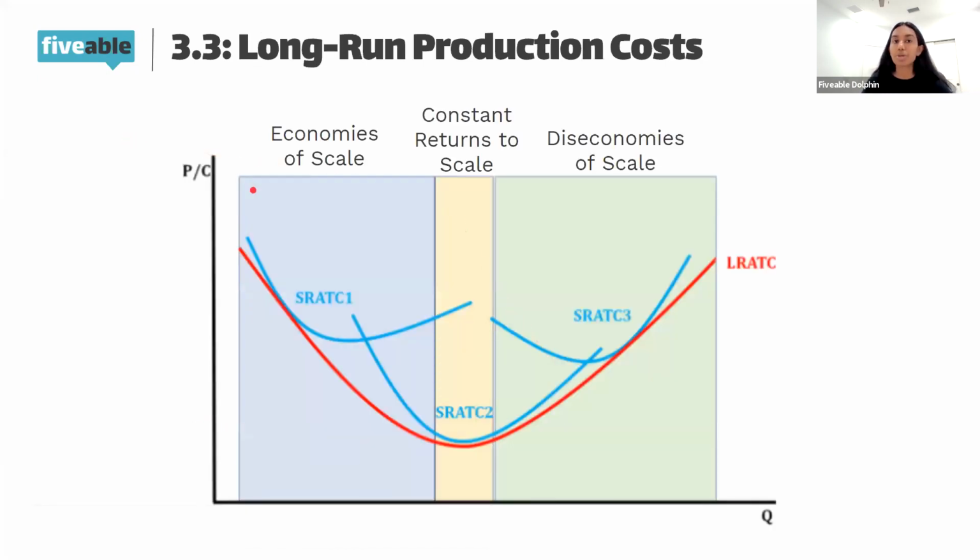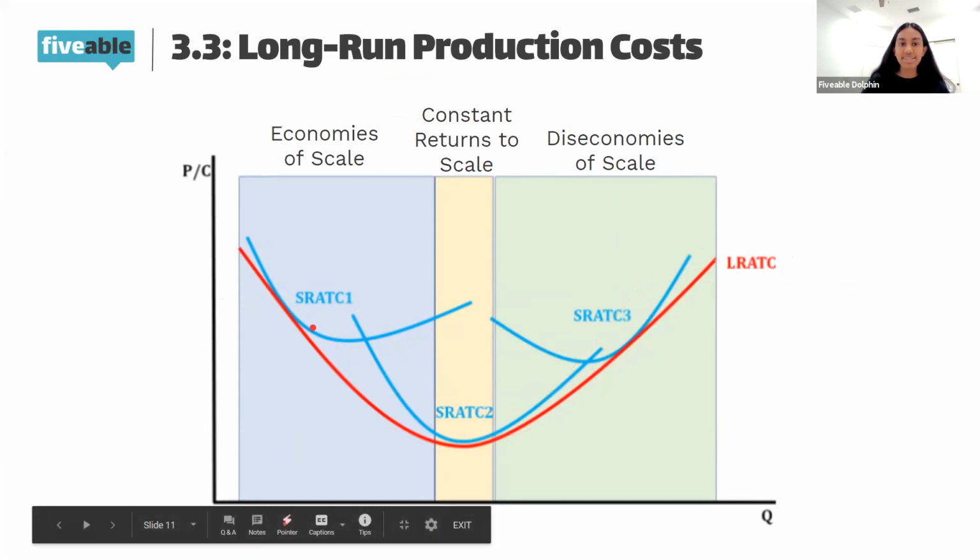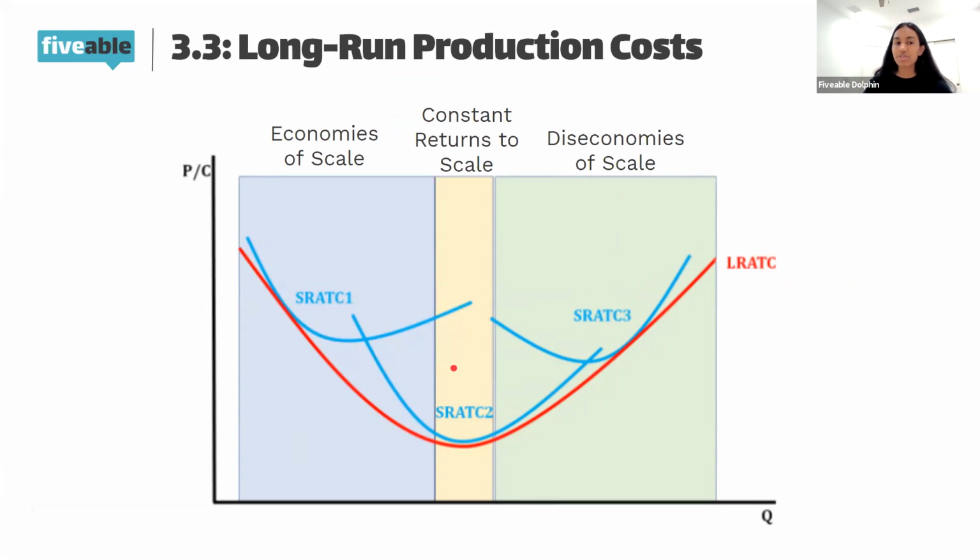And these are some long run production costs. This red curve right here is the LRATC, or the long run ATC. And basically it's made up of individual SRATCs, or short run average total cost curves. So that's basically what this graph is. And there are 3 distinct sections on this graph. The first one would be economies of scale.